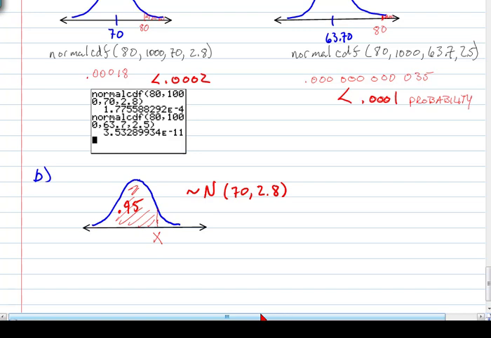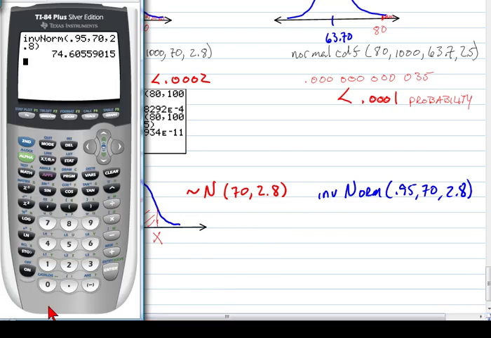And I'm going to try something with your calculators because I think what we can do here to save all of that algebra that y'all were so fond of is do inverse norm 0.95, comma 70, comma 2.8. I bet it gives us the x value that we're looking for. What do you know, it does? Great. So you don't even have to do algebra.